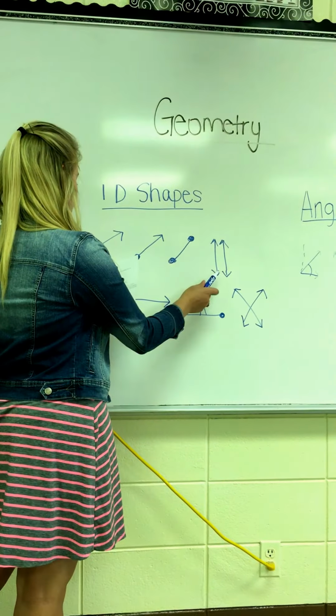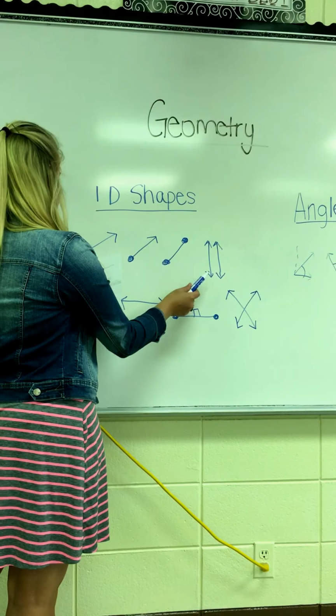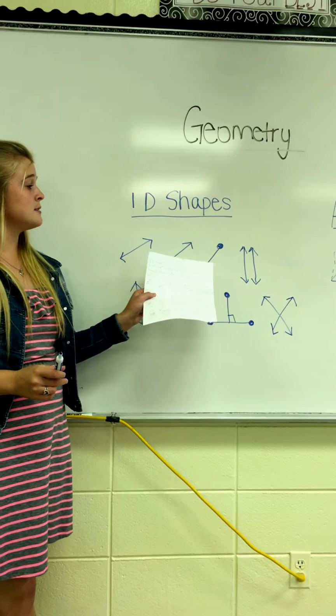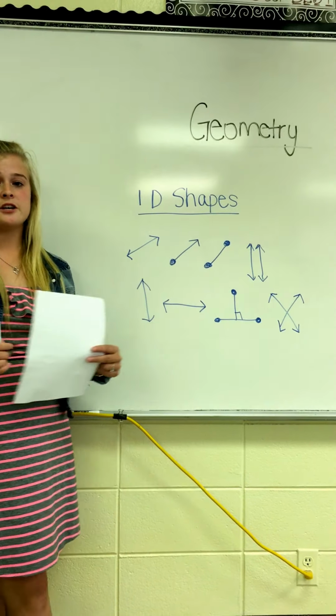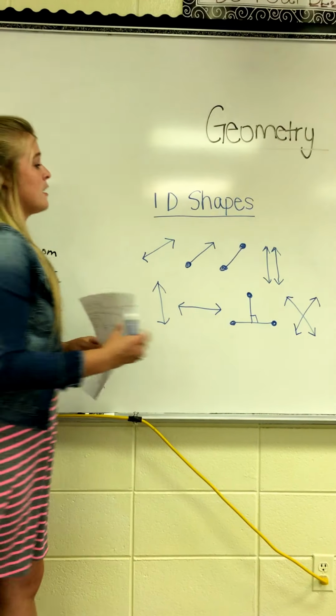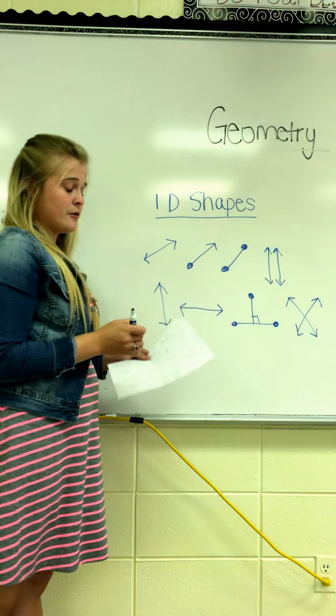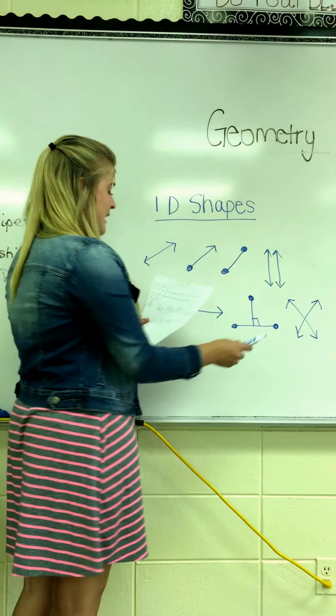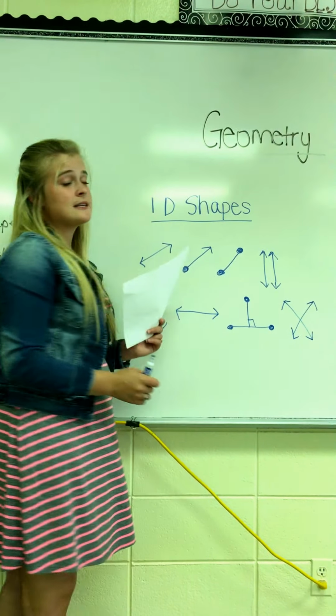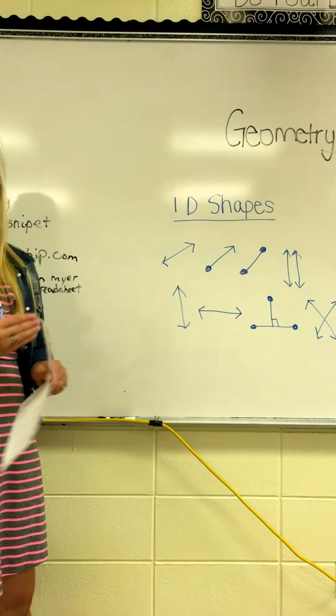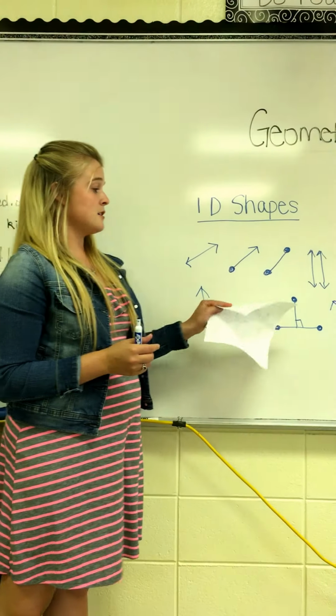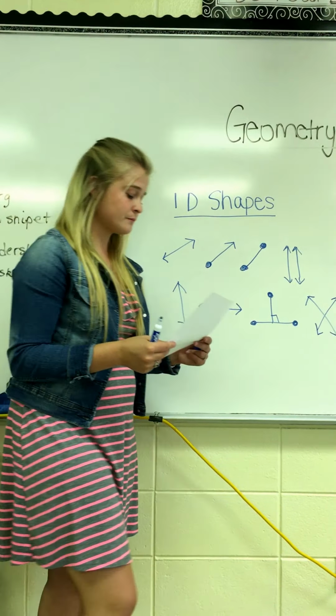We move over here and we have our parallel lines. Parallel lines are two lines that run along right beside each other, but they never touch. And they are also lines that have no beginning and no end. Lastly, we have our intersecting lines. Intersecting lines are lines that cross each other, and they also have no beginning and no end.